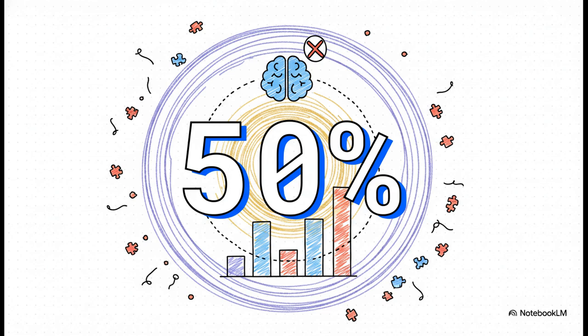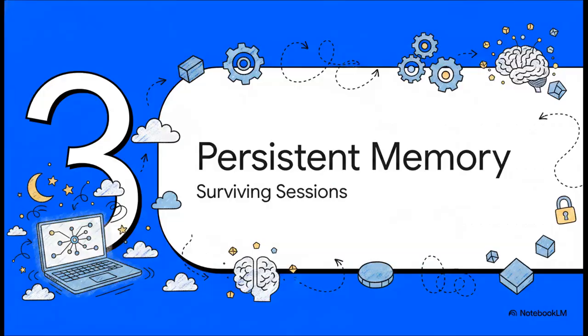50%. Never, ever let your context window cross the 50% threshold. If you push past 50%, you are actively inviting context rot right into your workspace. The AI is going to start hallucinating, dropping threads, the whole shebang. We need a system to keep that number way, way down. So how do we do that?